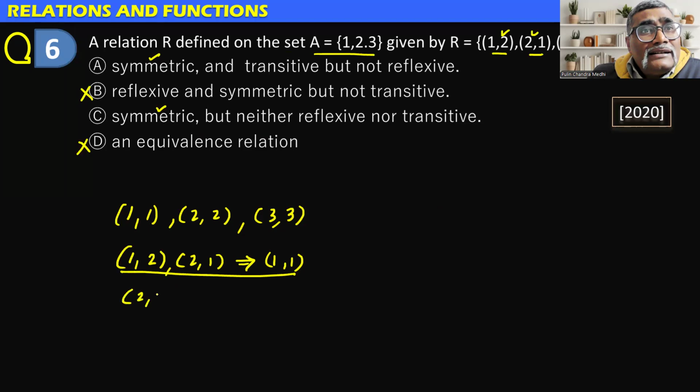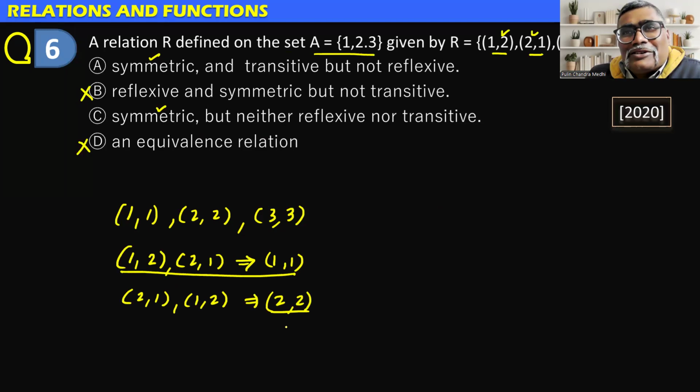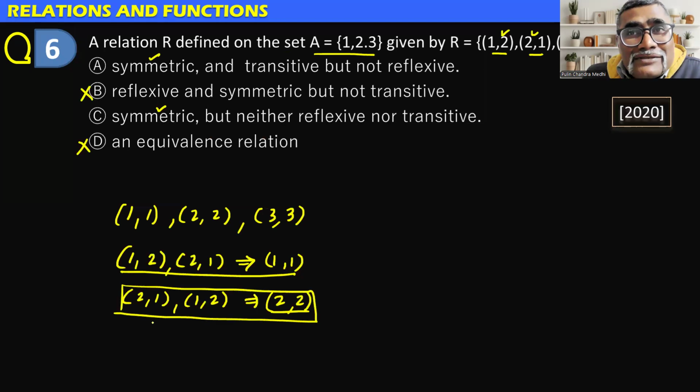But if I write like this (2, 1), (1, 2), then is this indicating that (2, 2) is also there? No, not there. You cannot find (2, 2) over there. That means transitivity for these ordered pairs is not satisfied. So transitivity is failed. So this relation is only symmetric, but neither reflexive nor transitive.